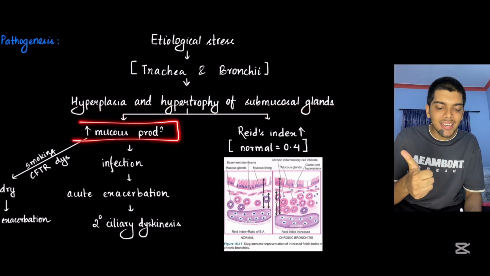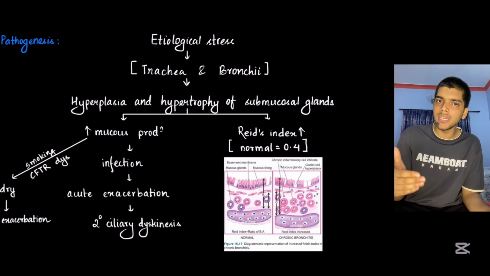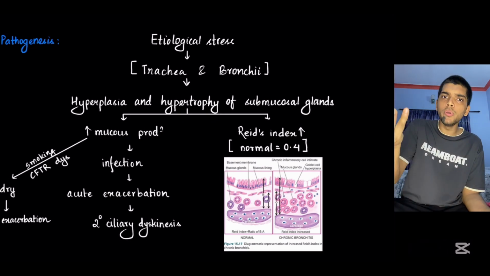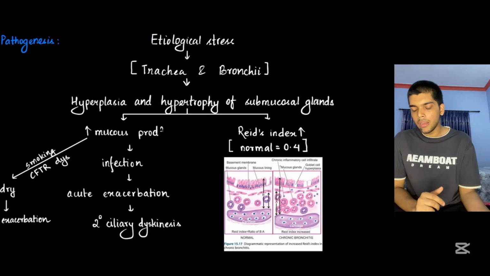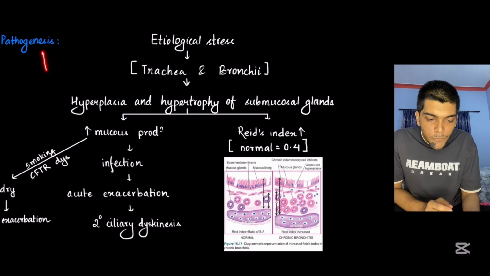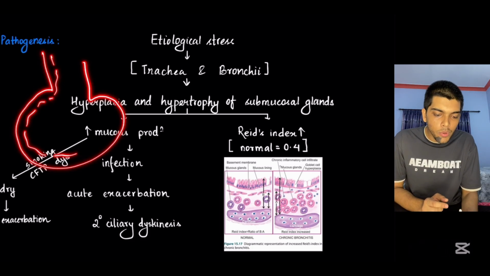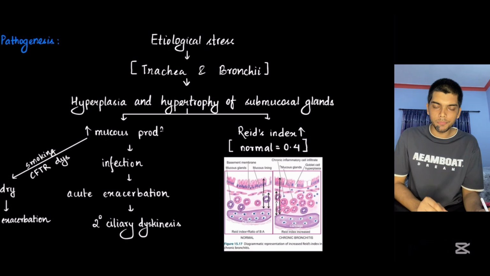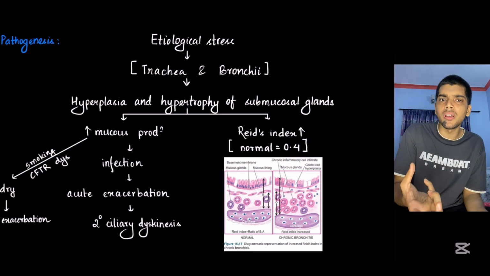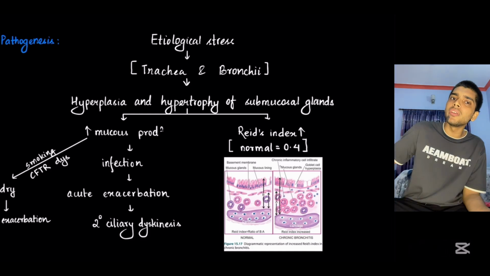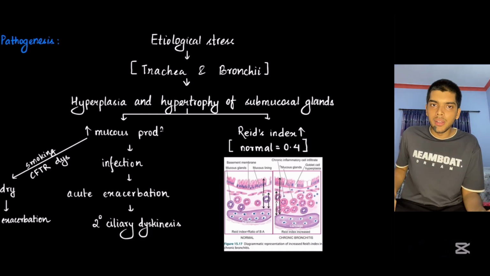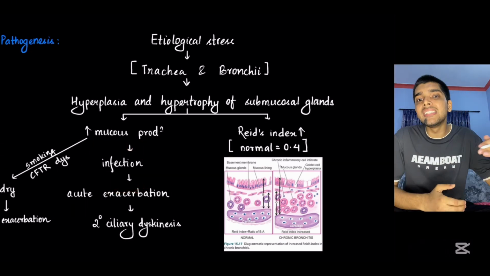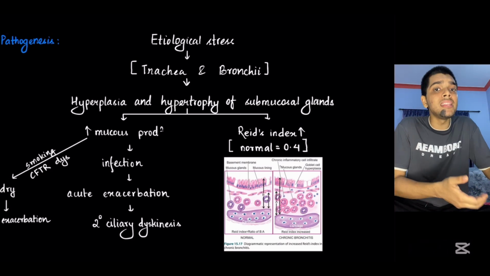Number 1, there is increased mucus production. Obviously, submucosal glands contain mucus secreting glands, and they produce more and more mucus. Now, what you need to know is that mucus acts as a fertile soil for infection. Since there is lots and lots of production of mucus lining your trachea, bronchi, bronchioles, and even till alveoli, there is infection that takes place in the respiratory tract, which further worsens the condition.